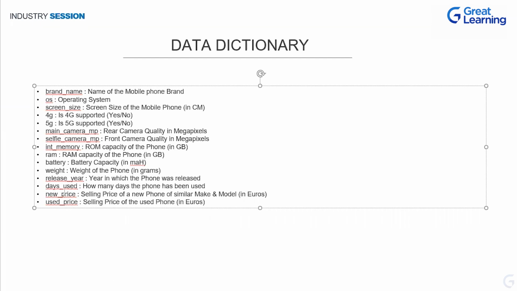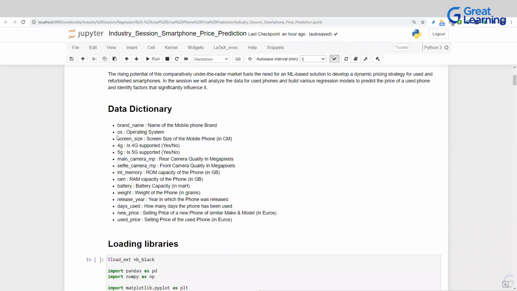So you can say new price is the price at which a new phone is being sold, and used price is the price of the phone in the market for the refurbished one. So we're going to take a look at all these features, and this is going to be our dependent variable, which is used price, that we are going to predict. So we have already gone through the data dictionary.